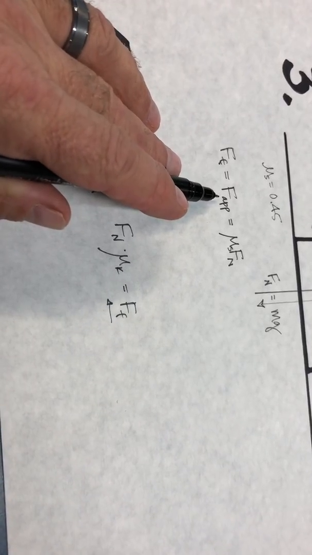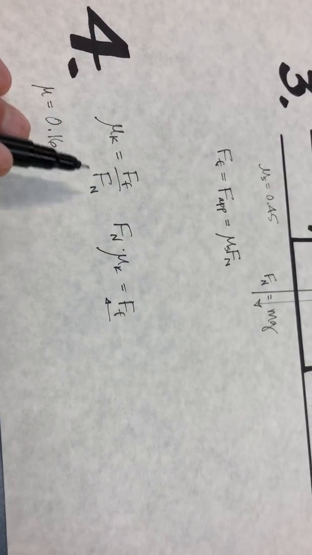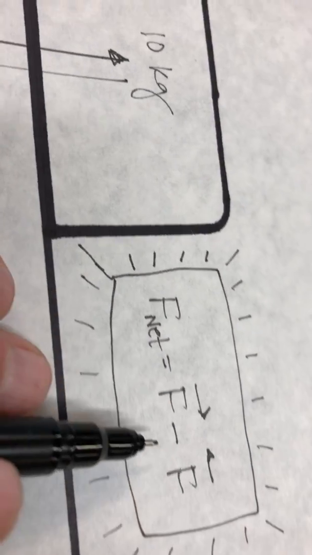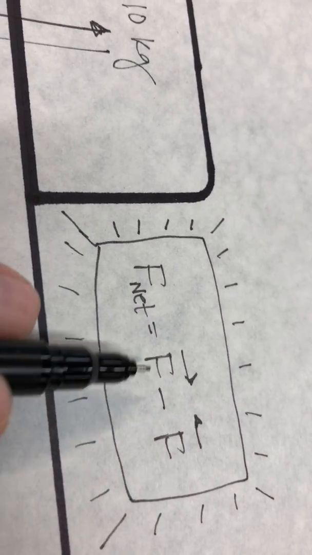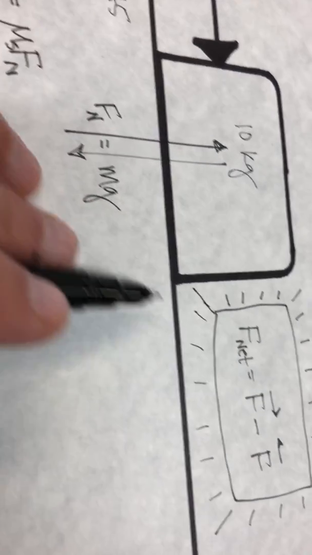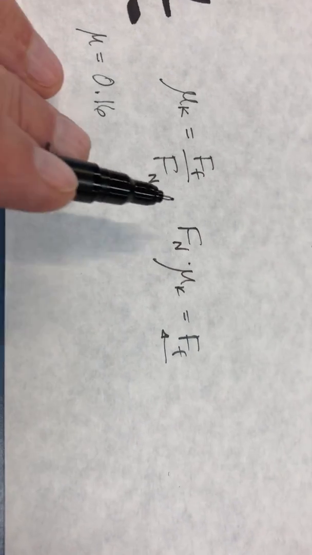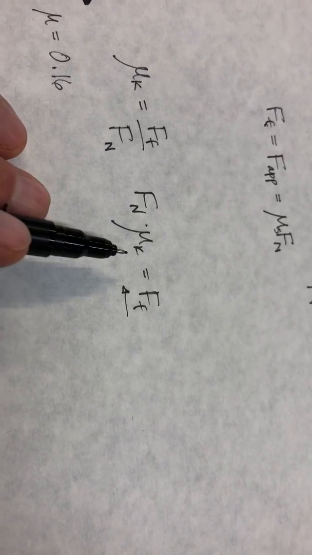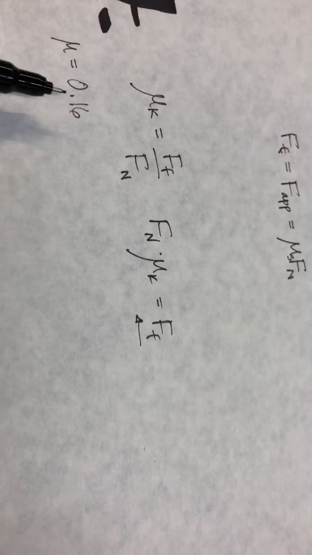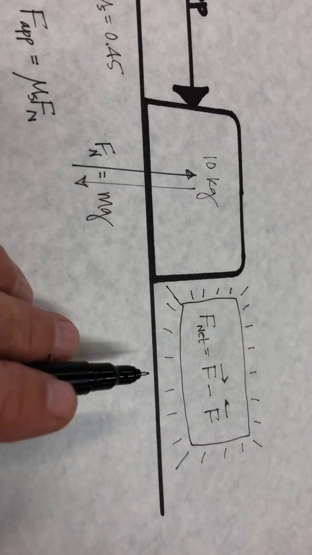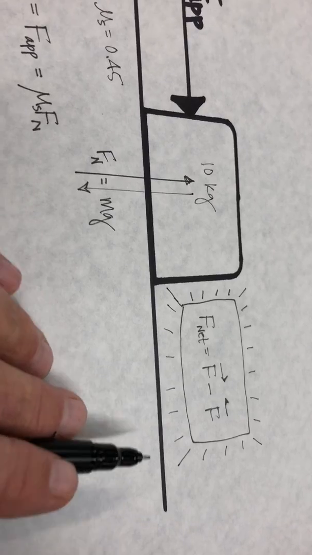Well, remember this applied force here is going to be the force to the right, because the net force horizontally is right force minus left force. Well, the right force is the applied force here. The left force is the friction, and friction is normal force times mu sub k. Mu sub k is 0.16, normal force is mg. So the net force is force right minus force left.